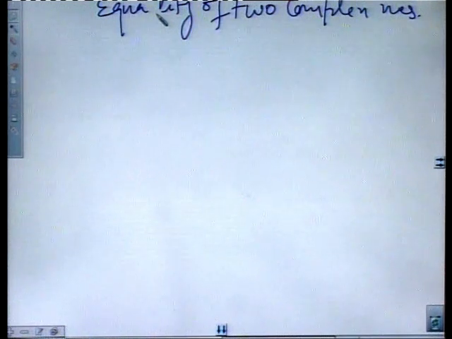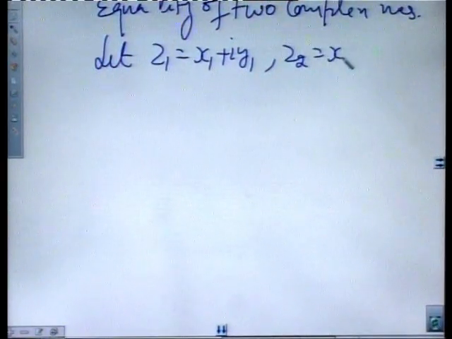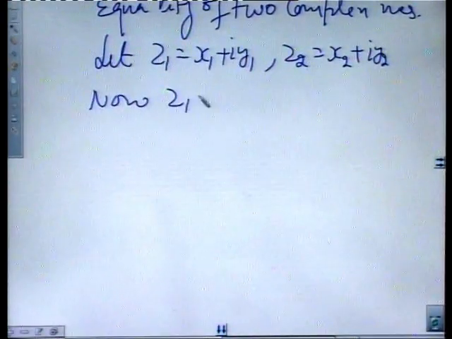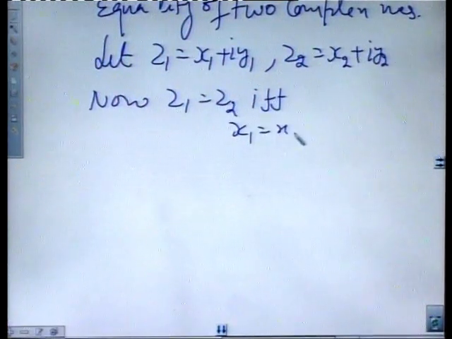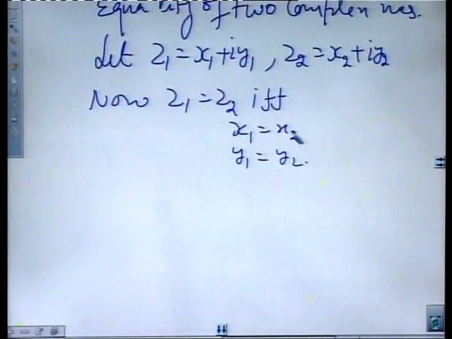Equality of two complex numbers. Let Z1 is equal to x1 plus iota y1 and Z2 is equal to x2 plus iota y2 be any two non-zero complex numbers. Now, Z1 is equal to Z2 if and only if x1 is equal to x2 and y1 is equal to y2. It means when two complex numbers are equal, their corresponding real parts are equal and corresponding imaginary parts are equal.